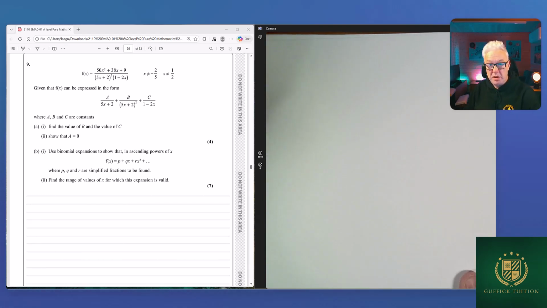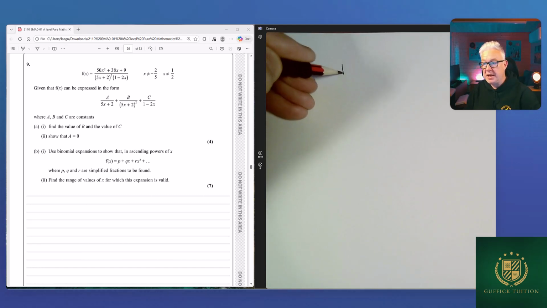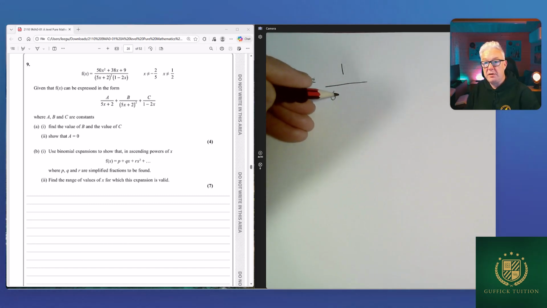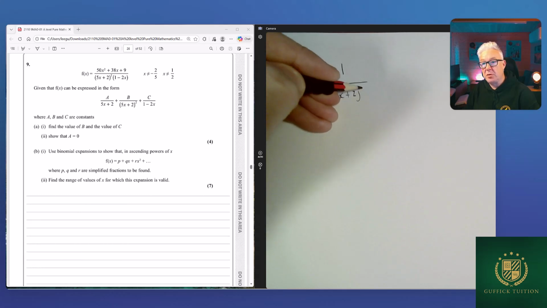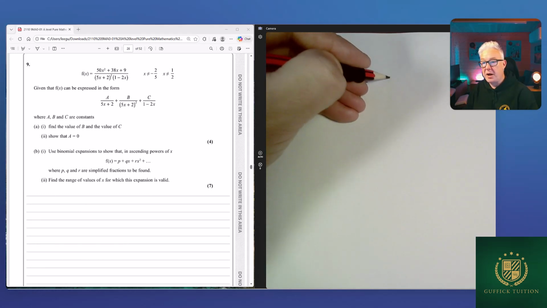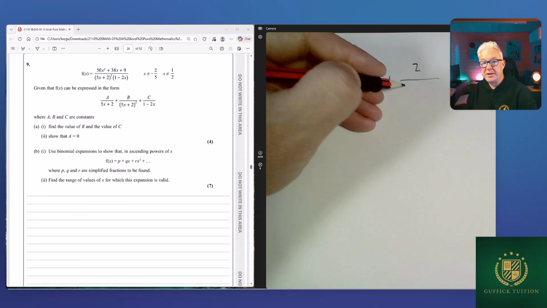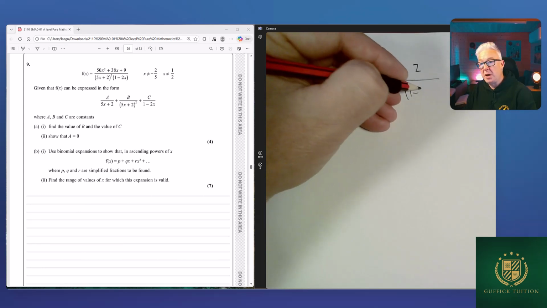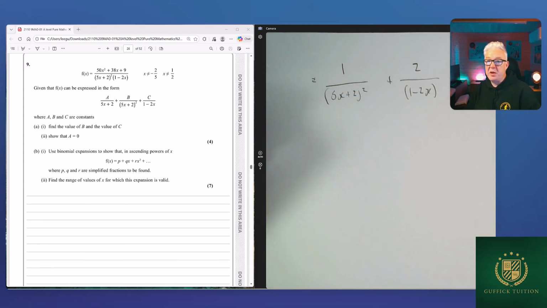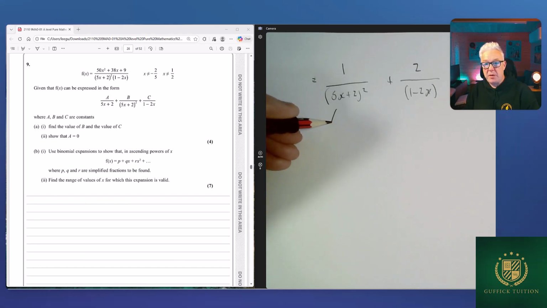We know that the right hand side of this expression from part A is equal to 1 over (5x plus 2) all squared. And then we found out that the other term, the C term, was 2 over (1 minus 2x), because remember A was 0, B was 1 and C was 2. So that's what the right hand side is. So let's do our binomial expansions for these. This one's quite a nice one.